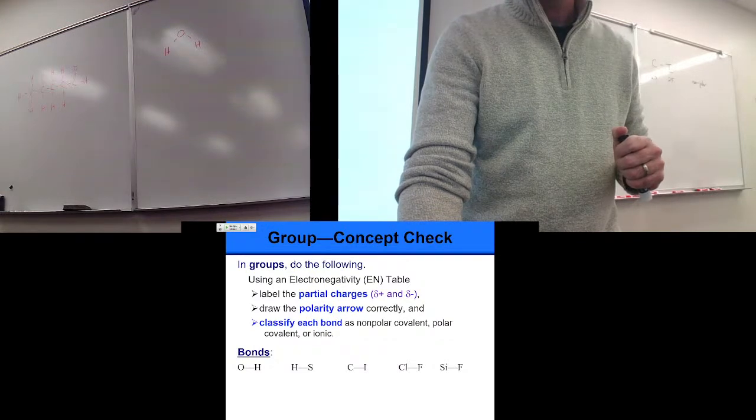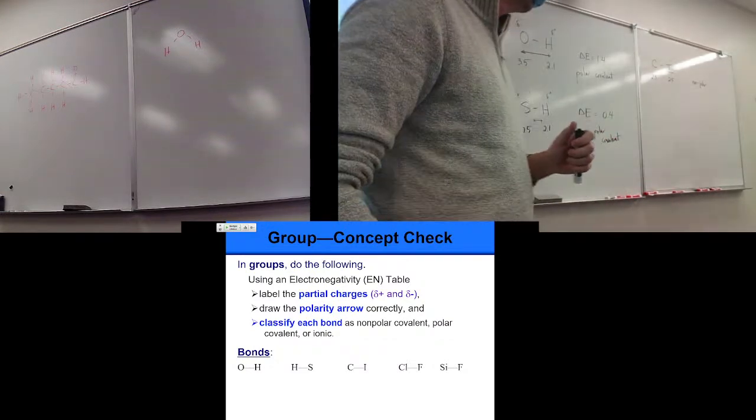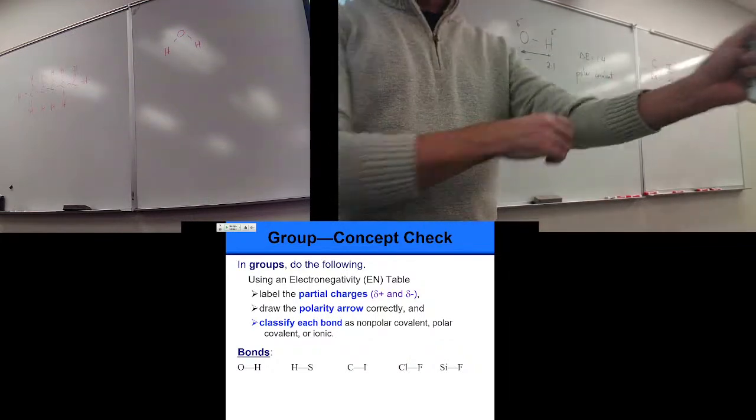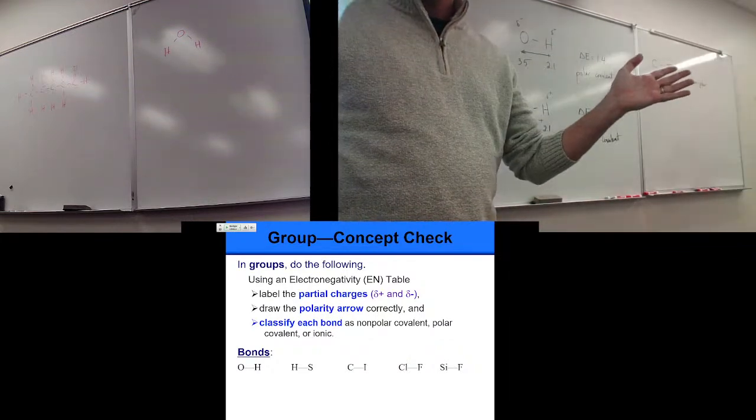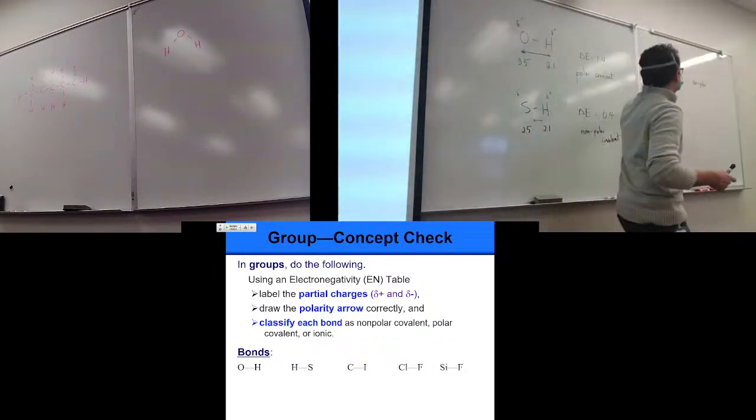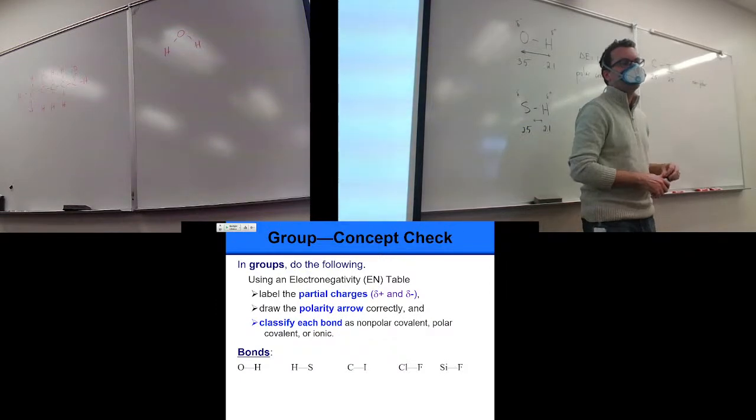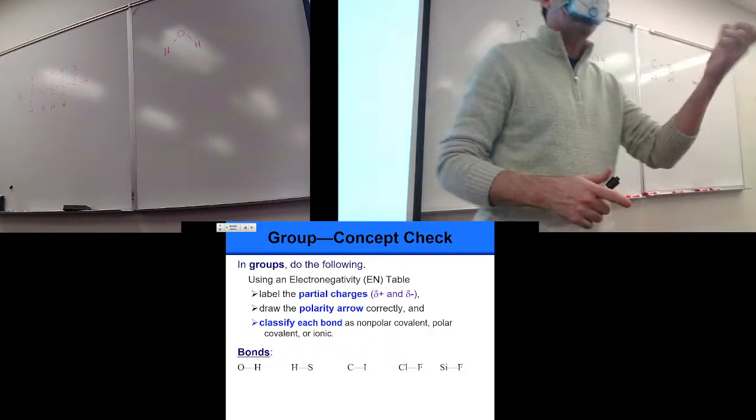Do we not need to draw the charges and arrows because they're the same? So there is none. Yeah. So there's no charges because they're the same electronegativity. There's no side that's positive. There's no side that's negative. And since there's none of that, there's no arrow.